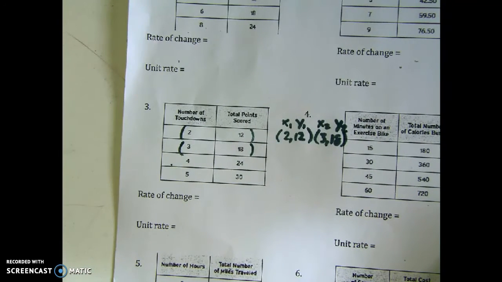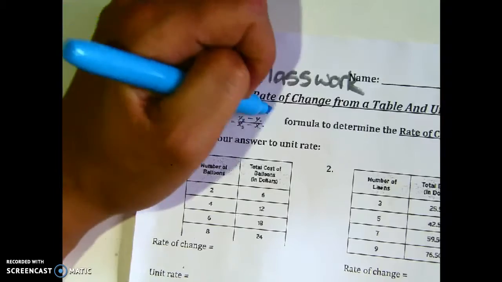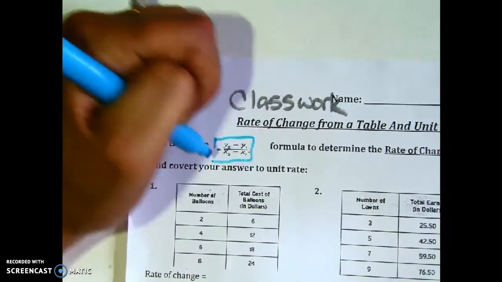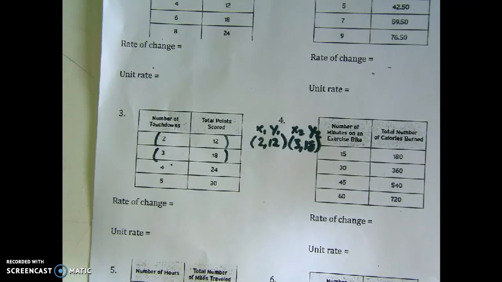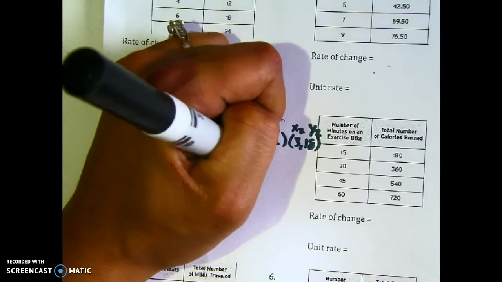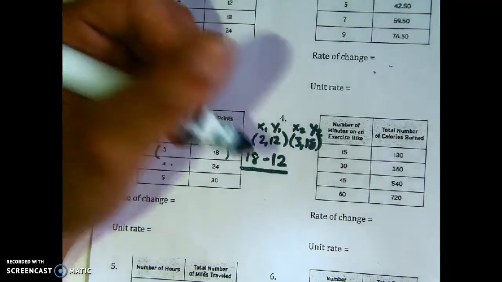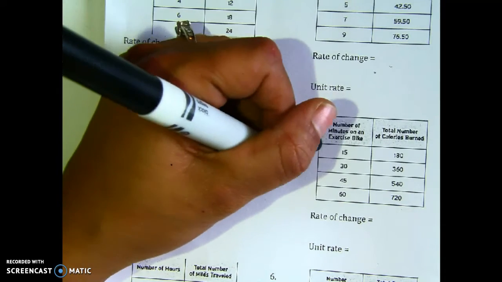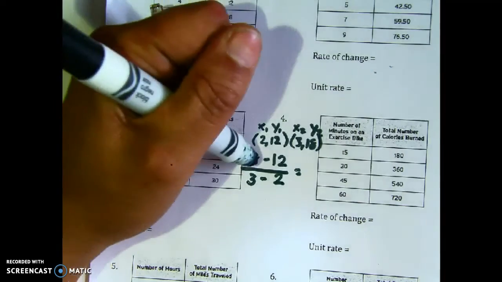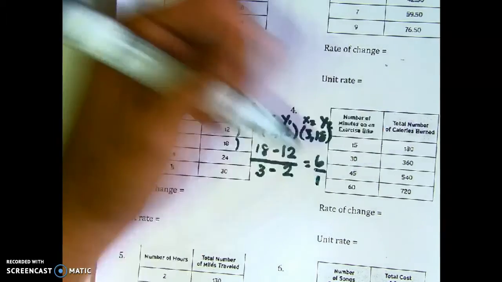Remember, I'm using the slope formula, which is on the top of the page of the classwork. You can even highlight it so it can guide you as you're putting it in. So y2 is my first number I'm going to place, which is 18, minus y1, which is 12. Below, I'm going to do x2, which is 3, minus 2, which is x1. 18 minus 12 will give me positive 6, and 3 minus 2 is 1.